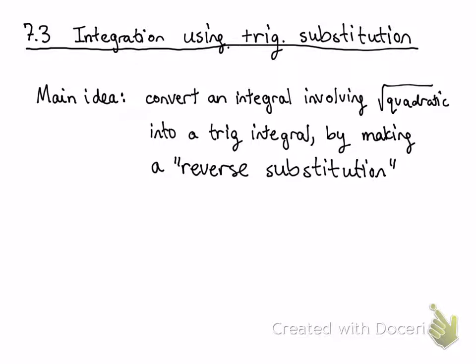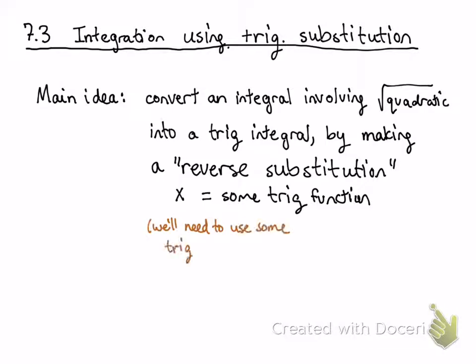I don't think that's a commonly used term. But the idea is, instead of letting a new variable u equal some stuff involving the original variable x, we will let the original variable equal some trig function of a new variable.